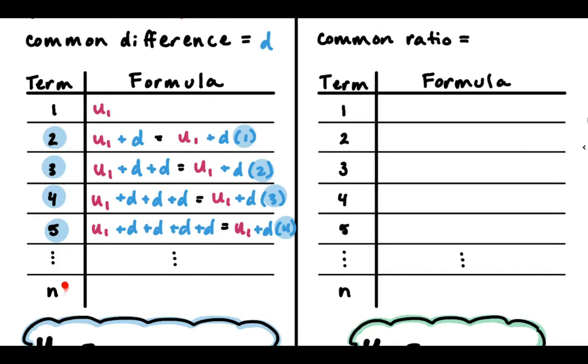So now let's say we're at our nth term, a random term in the sequence. We want to figure out what that term would be.